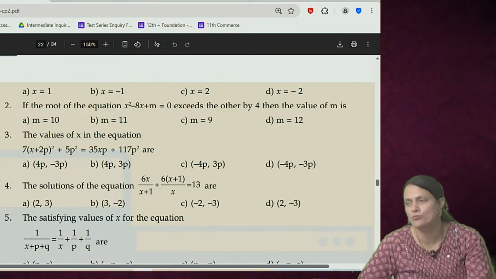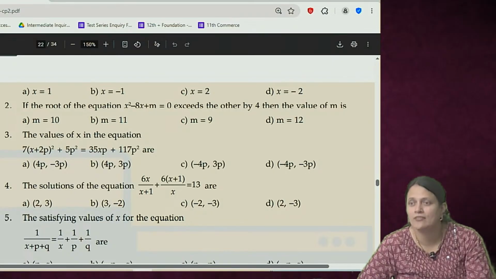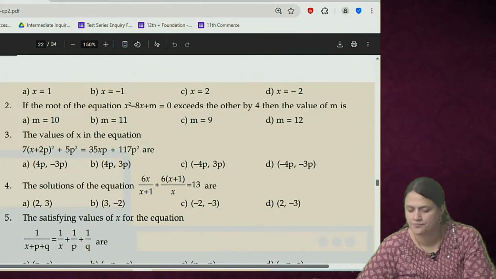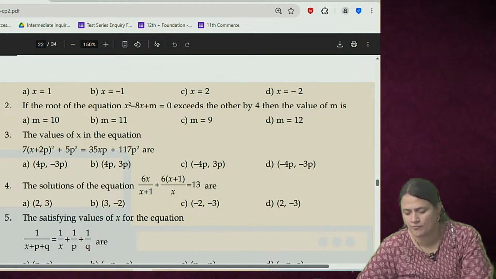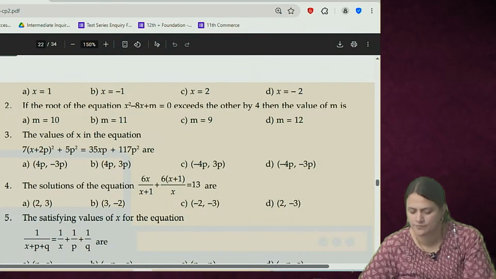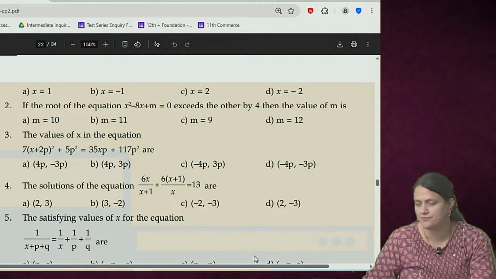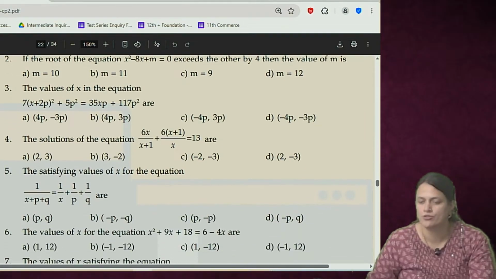You will have to check all the answers in the exam also. Correct. Check by the method of options. That's the only way in which you can solve it. Method of substitution.